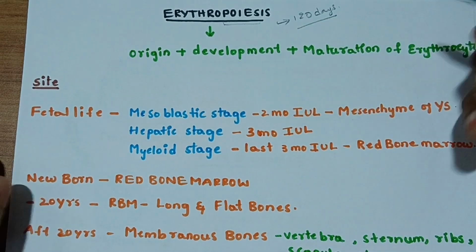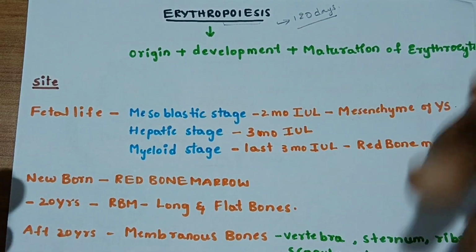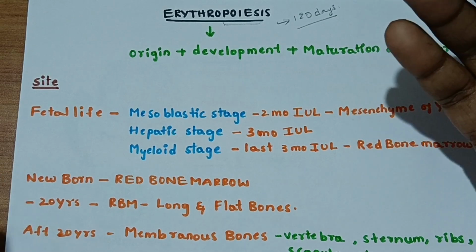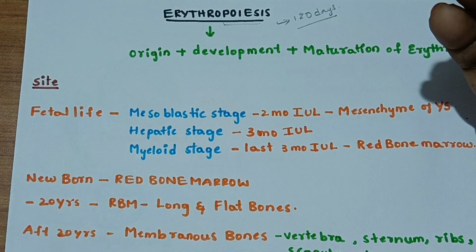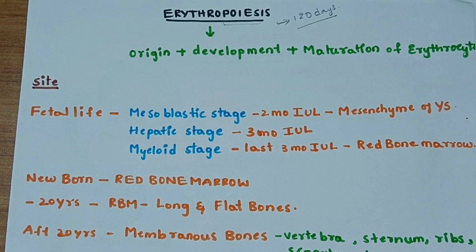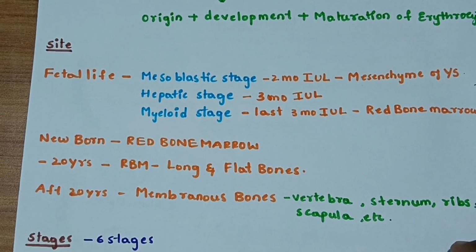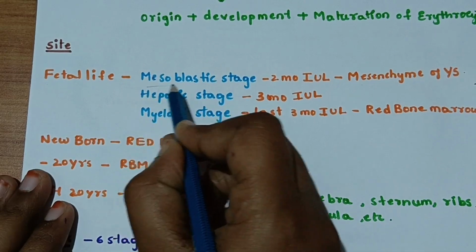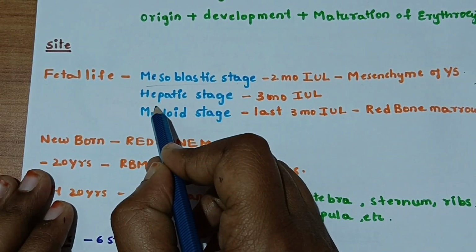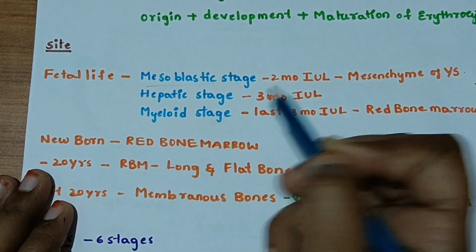Now let's see the sites, at what stages and at what places the RBC are synthesized during the lifespan. In the fetal life, the embryonic or intrauterine life, there are three main stages in the process of synthesis of RBC. What are they? They are the mesoblastic stage, hepatic stage and myeloid stage.